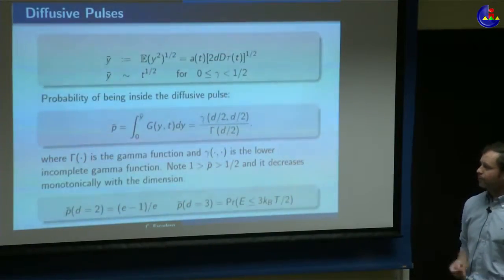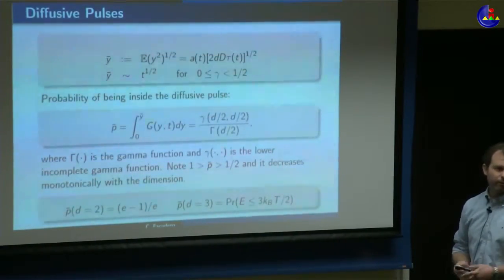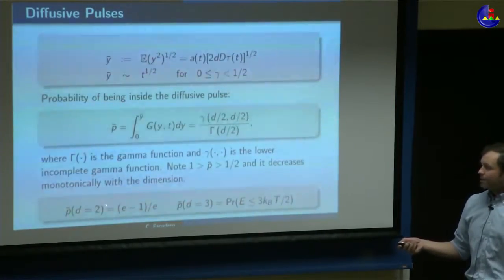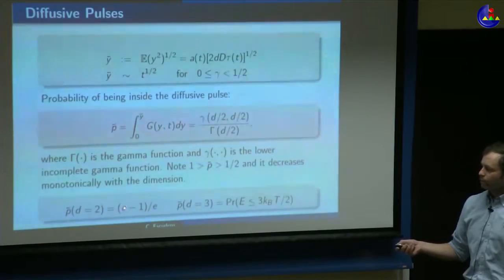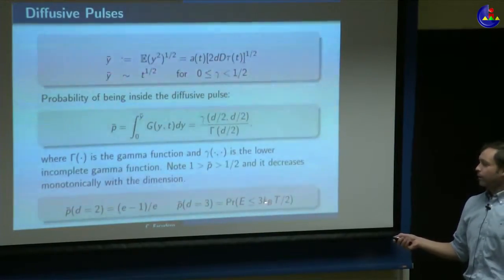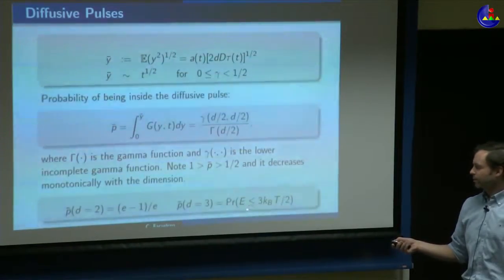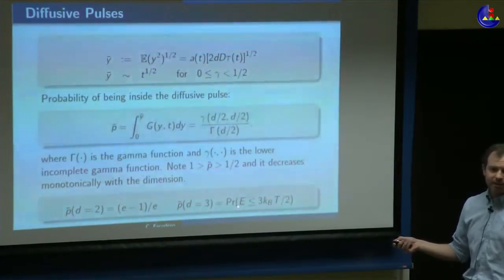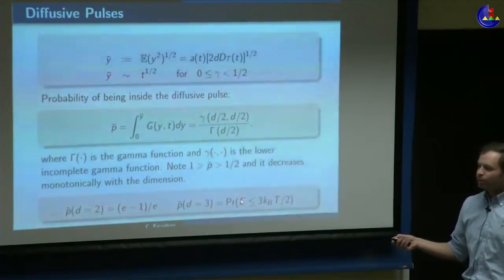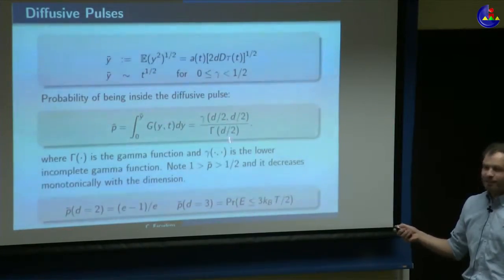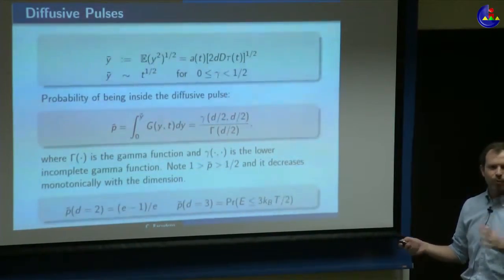Also, if you give some particular values, you have very simple expressions. The simplest is probably in dimension 2. It only depends on the number e. In dimension 3, it's simple, but not as simple. But there is a nice coincidence here that I would like to tell you. This probability exactly coincides with the following probability.